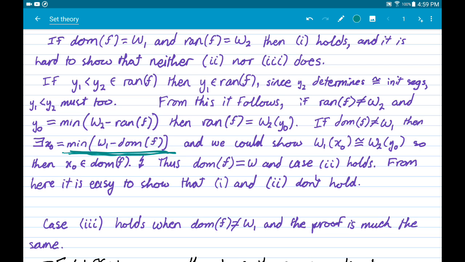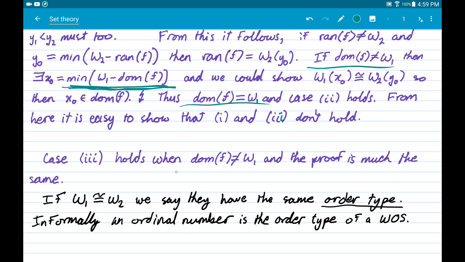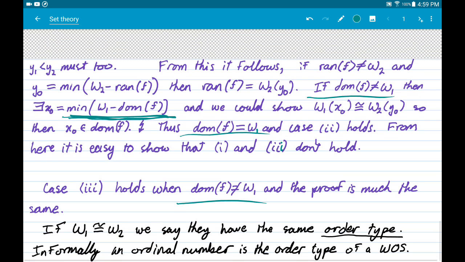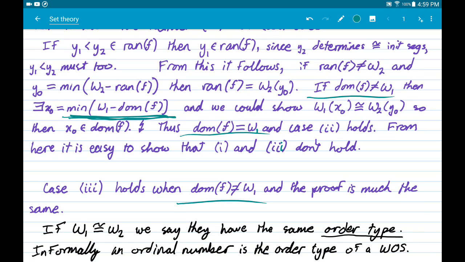Okay. We assumed it for contradiction, and we have our contradiction. We now know that the domain of f is equal to w1. And now we have that w1 is isomorphic to an initial segment of w2, and that is showing us case 2. The proofs of parts 1 and 3 are not hard to show at this point as well. Case 3, assuming that the domain of f is not equal to w1 and proving that the range of f is equal to w2 goes very much in the same way. So we end the proof here.